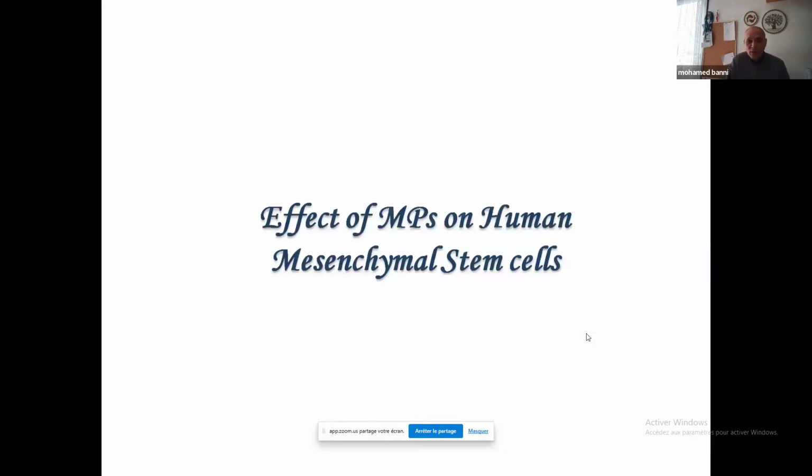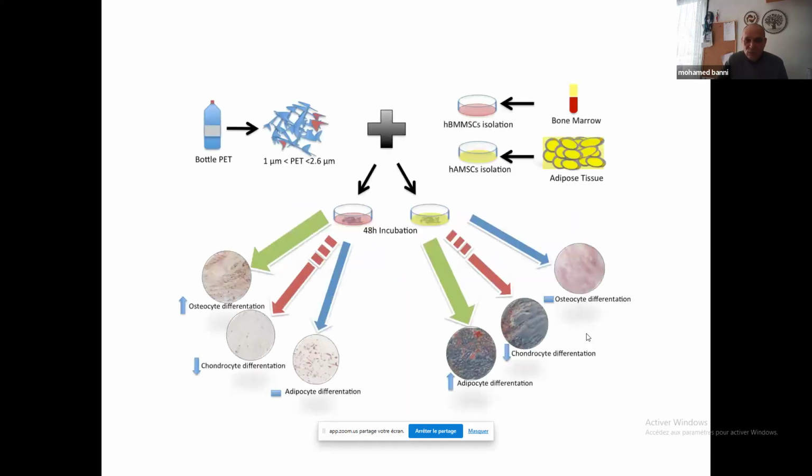So the question now is whether microplastic can induce alteration in humans, and I will conclude with this. We tried to study the effect of microplastic in human mesenchymal stem cells, two types of mesenchymal stem cells, the one from the bone marrow and the one from the adipocyte.